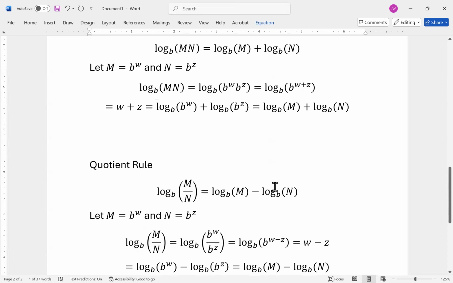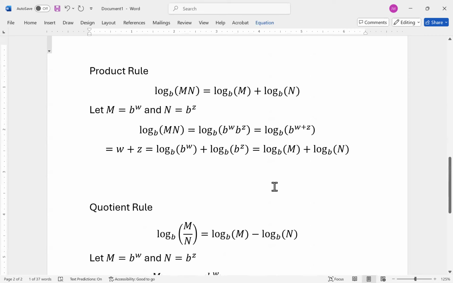These three rules are really nice to have, and notice that showing they all work relies on that exponent logarithm inverse property, both in this step and also in this step.